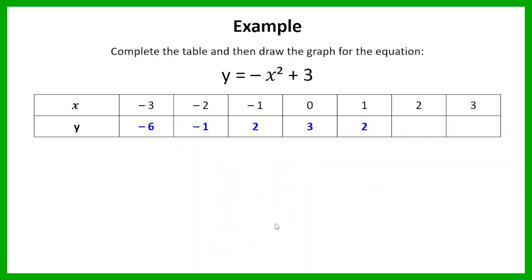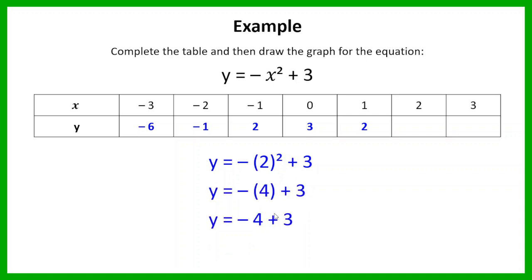If x is 2, I will get y equal to negative and then in brackets 2 squared plus 3. That gives me negative and then 4 plus 3, which is just negative 4 plus 3, simplifying to give me negative 1. So if x is 2, y is equal to negative 1. And then the last one, if x is 3, I will get y equals negative and then in brackets 3 squared plus 3. If I simplify that, I will get negative and then 9 plus 3, which is negative 9 plus 3. And if I simplify that, I will get negative 6. So if x is 3, y is equal to negative 6. So that's what my table looks like once I have worked out all of the y values.